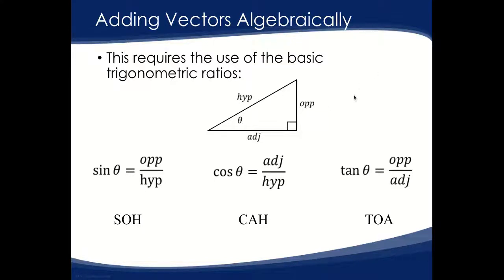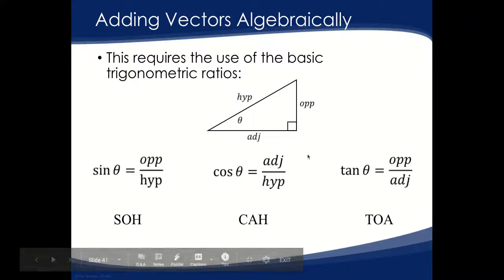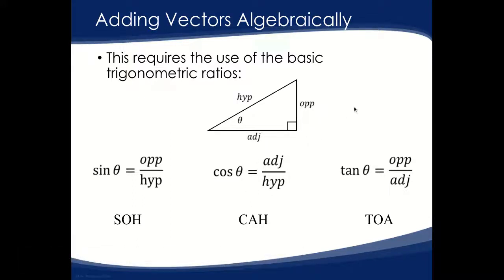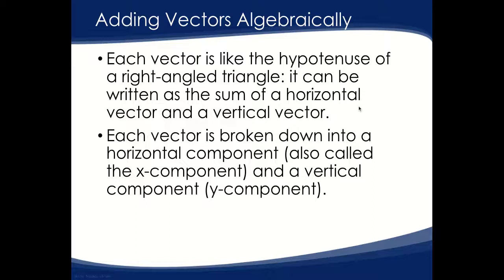These are not as complicated as what we just talked about. I know your brain is probably exploding right now, but these are not as complicated because you're breaking it all up into x and y, which means that they're all 90-degree angles, and you can just use these trig functions to solve them. It makes it very straightforward, very simple. Each vector is going to be like the hypotenuse of a right angle triangle, and then it can be written as the sum of a horizontal and vertical vector.